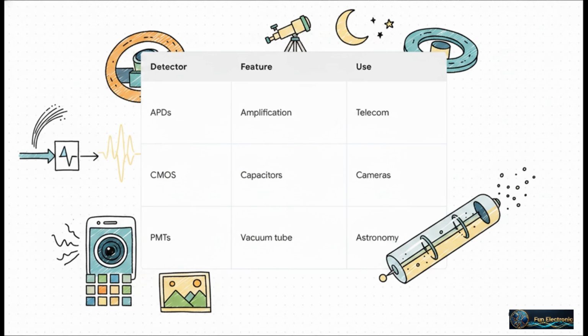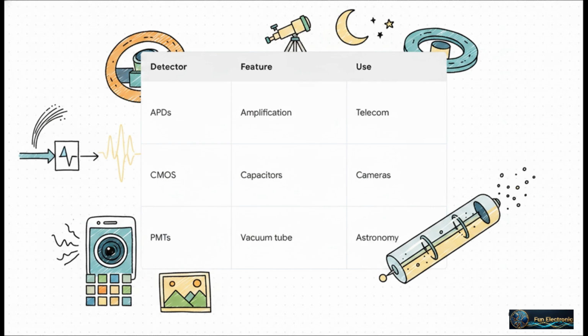But what if the light signal is incredibly faint? Like, say, a degraded pulse that just traveled through 100 miles of fiber optic cable. For that, we use avalanche photodiodes. They have a built-in internal electric field that creates a literal avalanche of electrons to amplify that tiny signal.